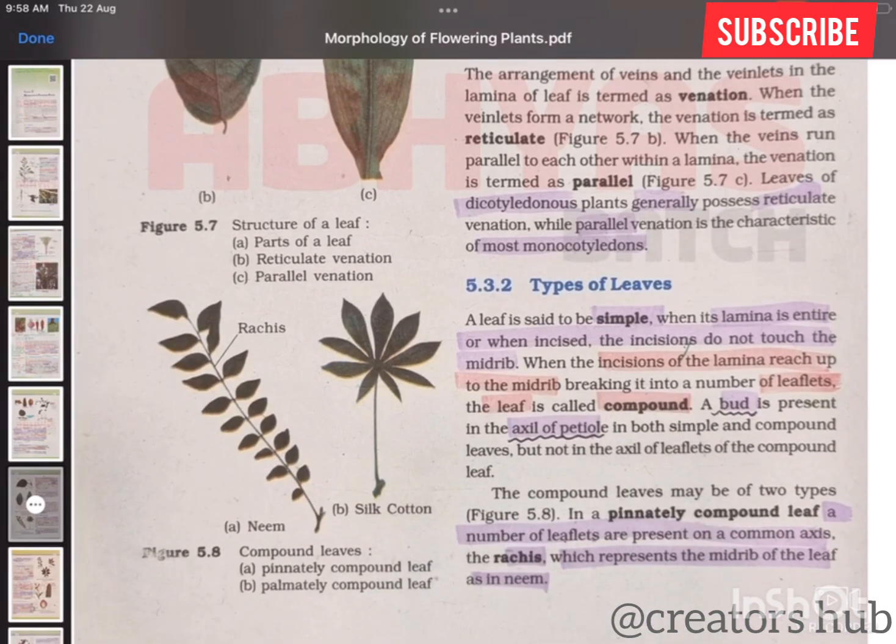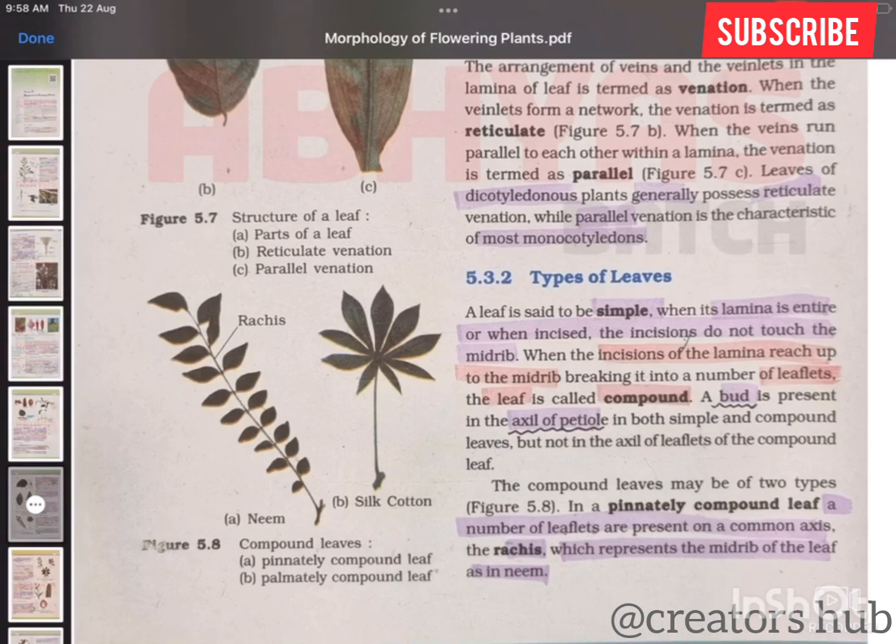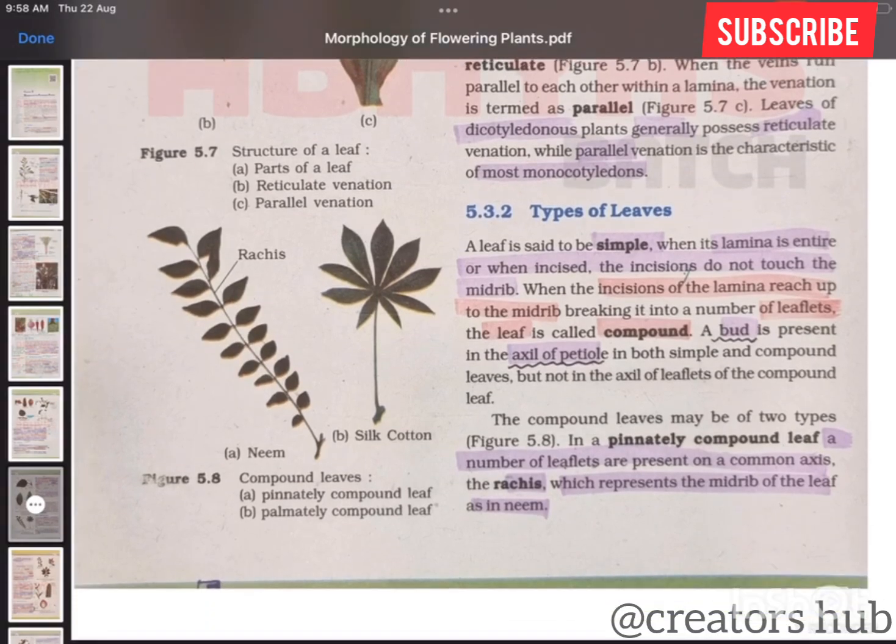Types of leaves. A leaf is said to be simple when its lamina is entire or, when incised, the incisions do not touch the midrib. When the incisions of the lamina reach up to the midrib, breaking it into a number of leaflets, the leaf is called compound. A bud is present in the axil of the petiole in both simple and compound leaves, but not in the axil of the leaflets of a compound leaf.